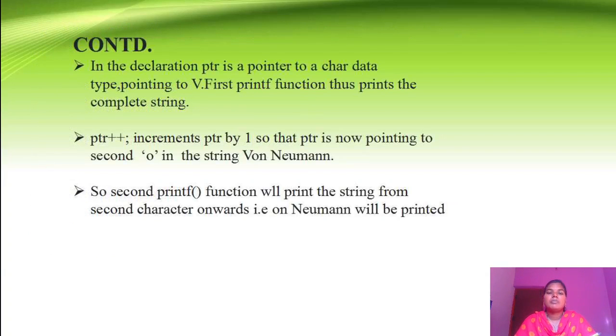In the previous statement we printed the string as it is, without any incrementing. But if we increment the pointer by plus plus, the pointer which was pointing to the capital letter V is moved to the small letter o. So after the increment you will get the string as on Neumann. So V will be removed.